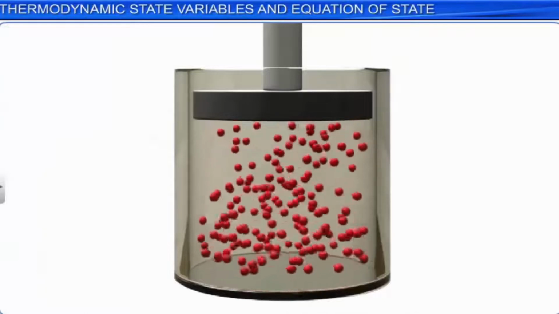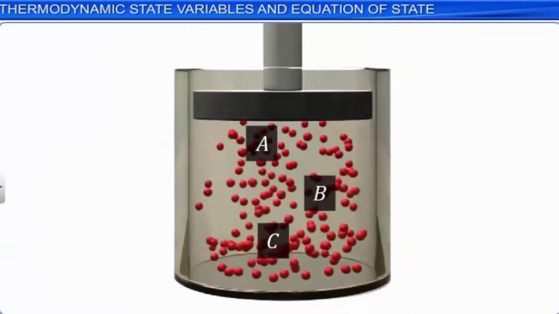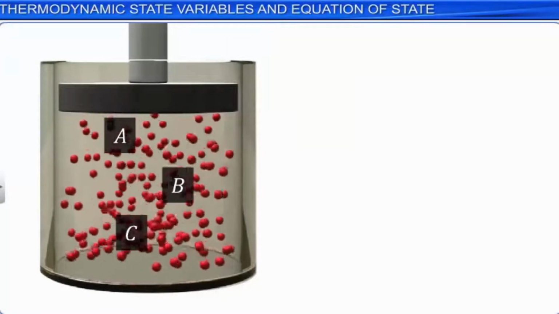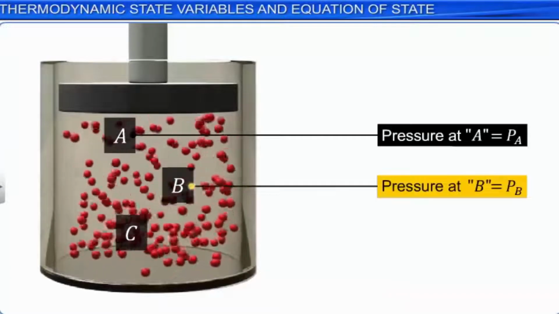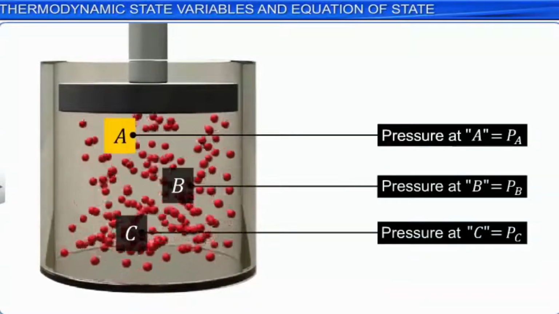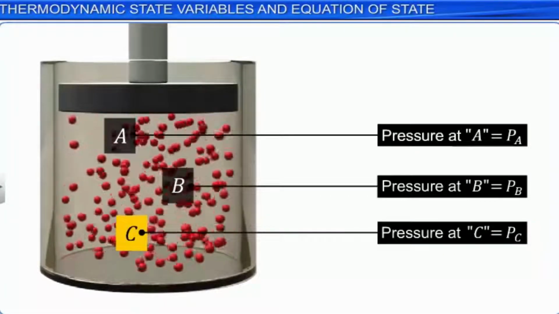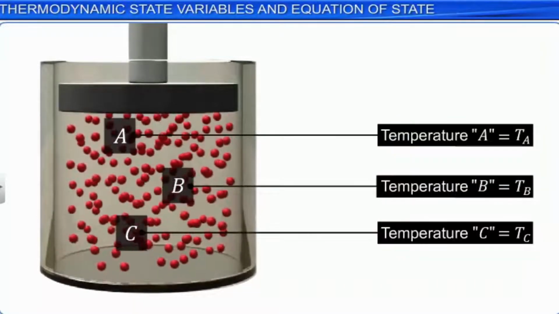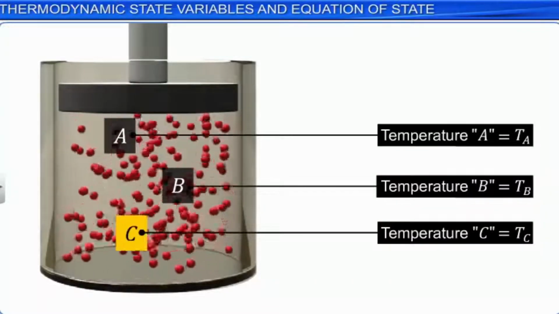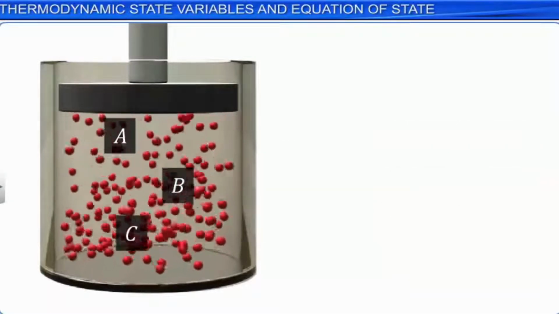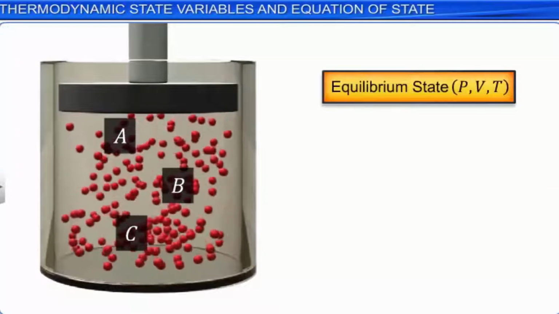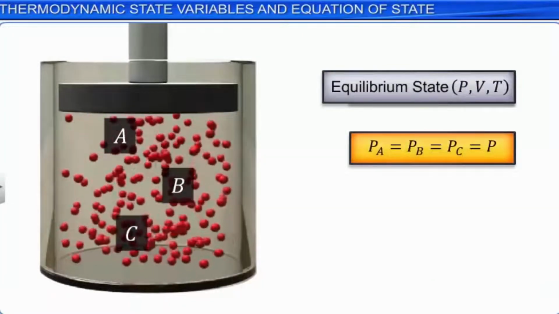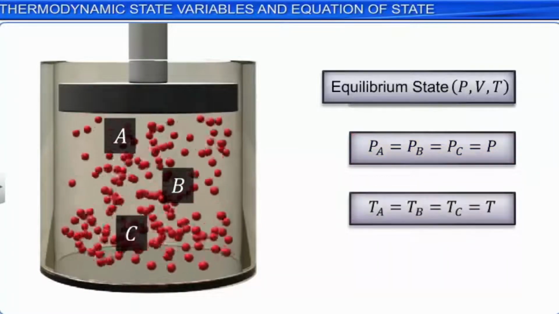If A, B, and C are 3 points in the system, and PA, PB, and PC are the pressures of the gas at A, B, and C, and TA, TB, and TC are the temperatures of the gas at A, B, and C respectively, and if the state of the gas is in equilibrium state, then PA = PB = PC = P, and TA = TB = TC = T.